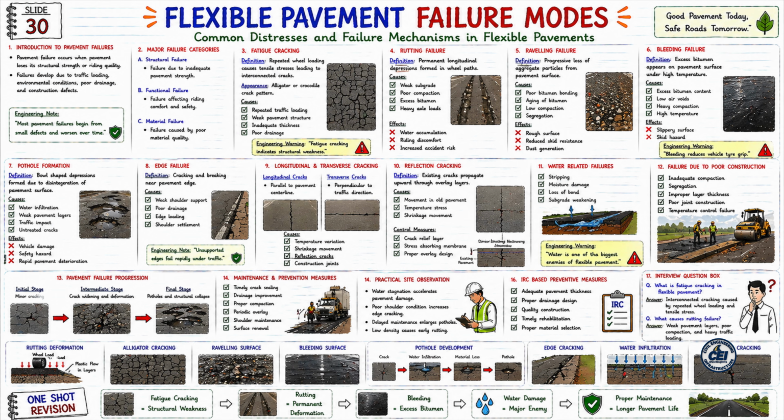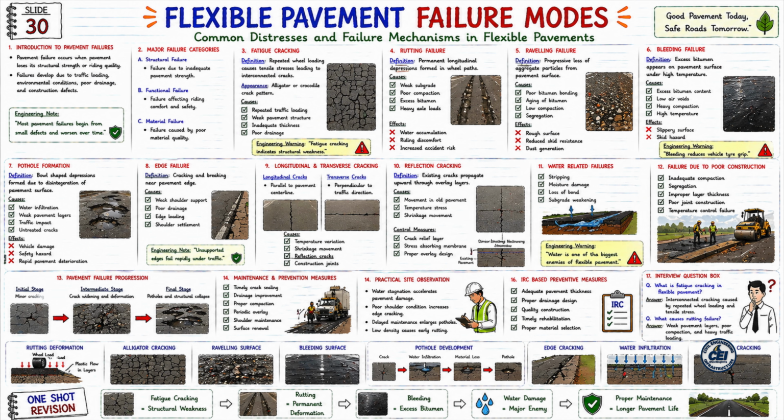Reflection cracking. Reflection cracking develops when existing pavement cracks propagate up to the overlay layer. Now look at the causes: movement in old pavement, temperature stress, shrinkage movement. Now look at the control measures: crack relief layer, stress absorbing membrane, proper overlay design. And this is a very critical issue in overlay projects.